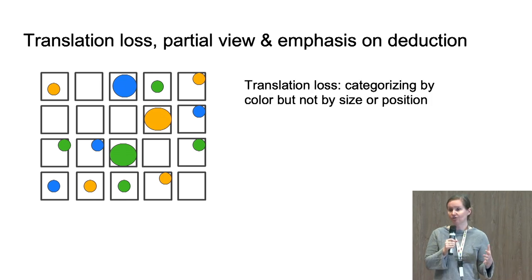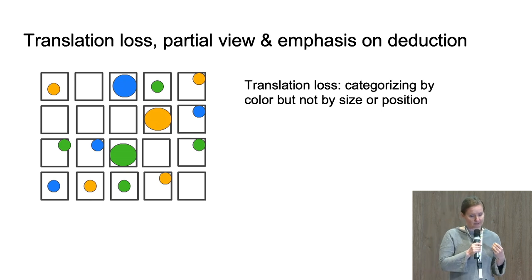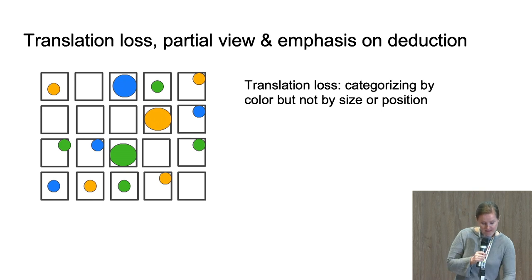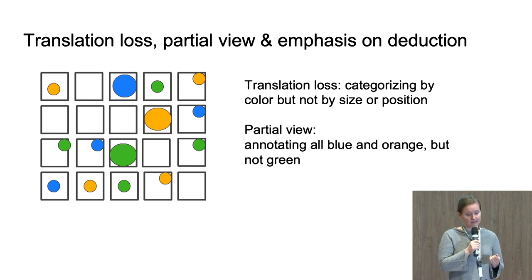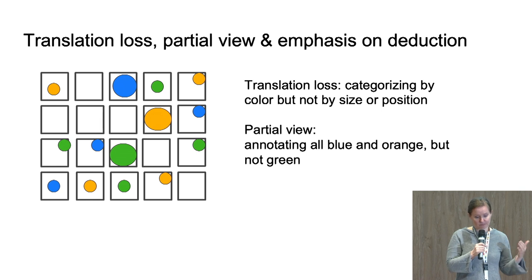But if I start to annotate this, and for instance categorize them by color, then I will lose the information concerning the size and the position of these circles. So something is lost in translation here. And this leads to my second problem, which is partial view. If I am annotating, for instance, blue and orange, then I will lose the green one here.